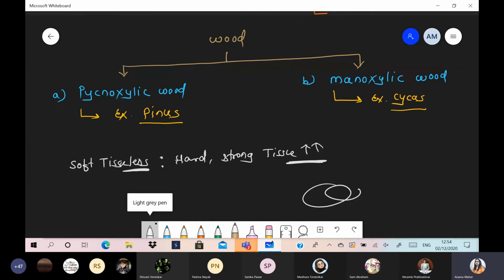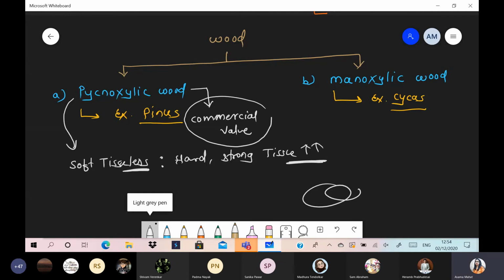Okay, chalo. So we are talking about pycnocyclic wood. What is the meaning of pycnocyclic wood? Soft tissues or soft part of the wood are present in less amount, and the hard and stronger one is present in high amount. Such type of wood is called pycnocyclic wood. And please write down one sentence. Basically, this pycnocyclic wood is commercially valuable wood. It has some commercial value. So please write down here. I'm writing here. Basically, it has some commercial value. That is good quality of wood.